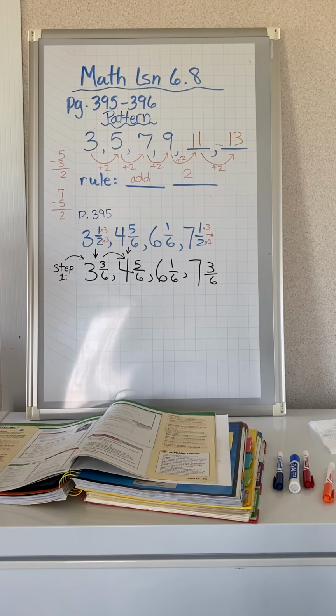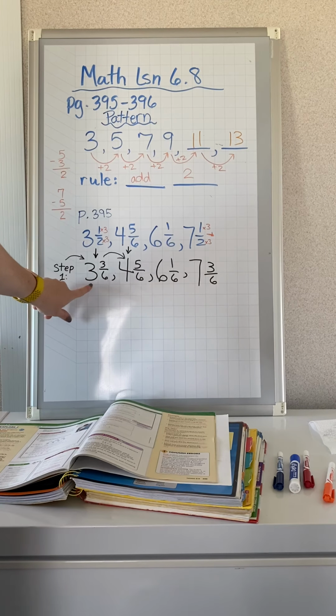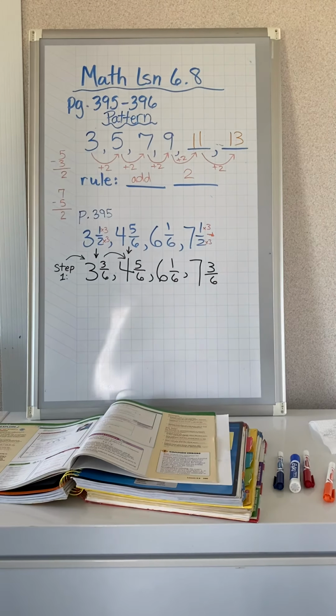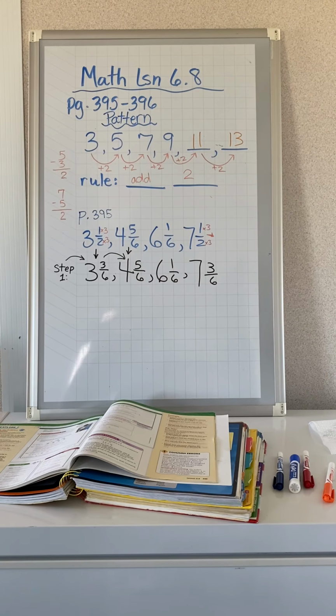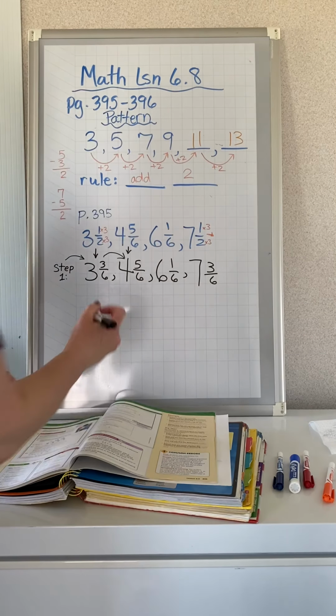What we need to figure out now is, okay, what's the rule? Well, if I go from the left to the right, I see it goes from 3 to 4 to 6 to 7. So am I going up or down, 5th grade? We're going up. That means I know we're going to be adding something, okay?